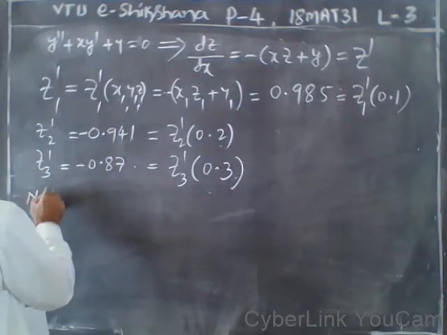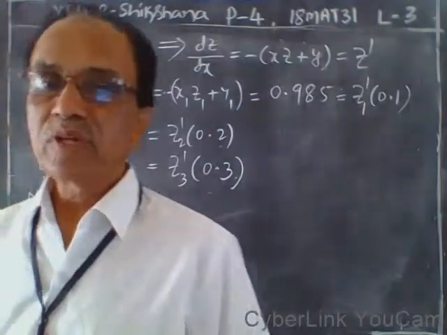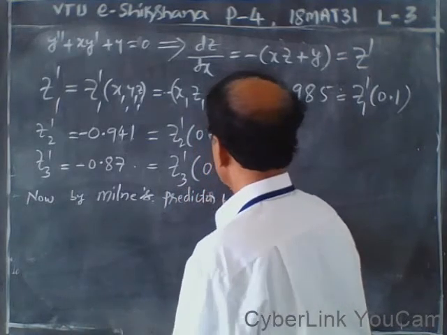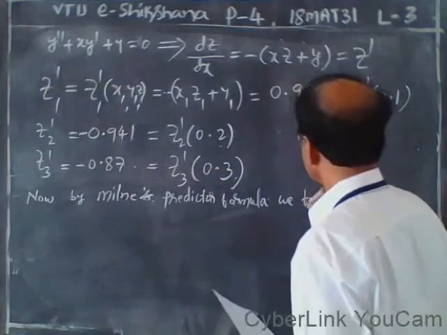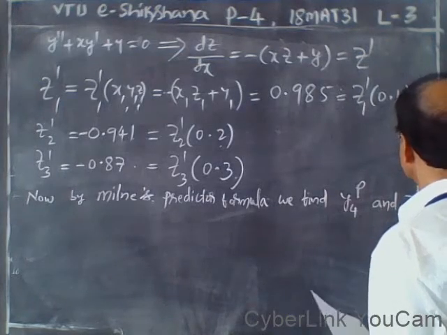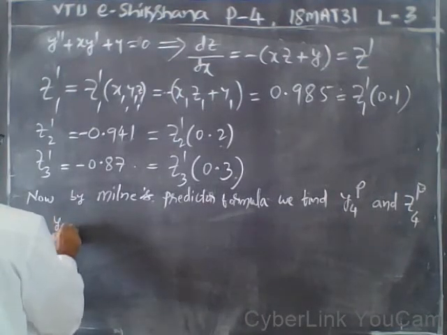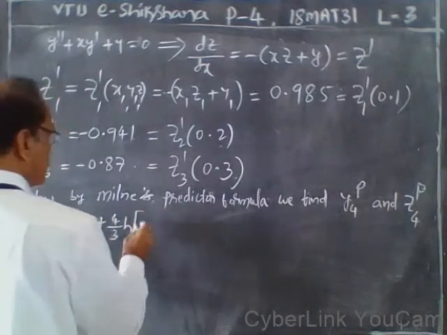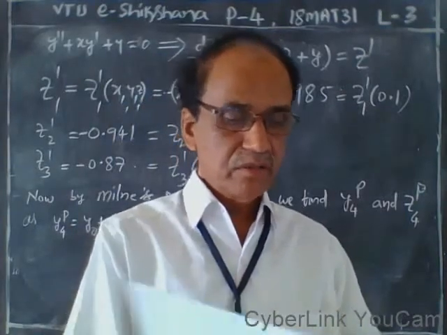Now, by Milne's predictor formulas. What is the predictor formula we have to write? Milne's predictor formula. We find y4p and z4p. As the first equation, y4p is equal to y0 plus 4/3 h multiplied by 2 times the previously calculated equations we are given. From that equation you have to consider.